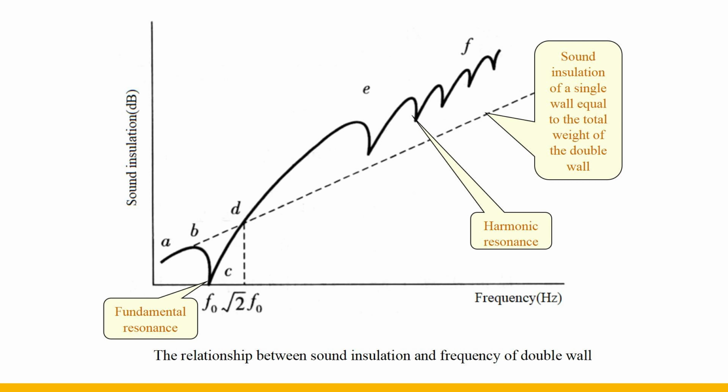The solid line in the DEF segment is above the dotted line. F is greater than the product of F0 and the square root of 2, and the sound insulation of a double layer wall is greater than that of a single layer wall of the same weight. Harmonic resonance occurs at the harmonic frequency of F0, forming a series of coincidence valleys.